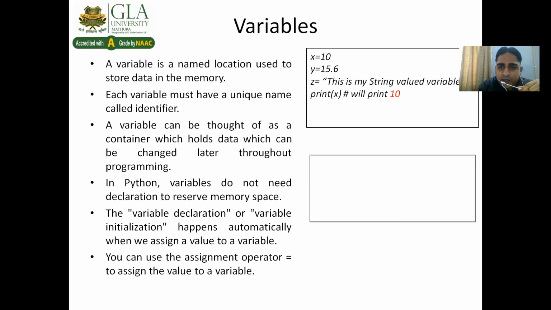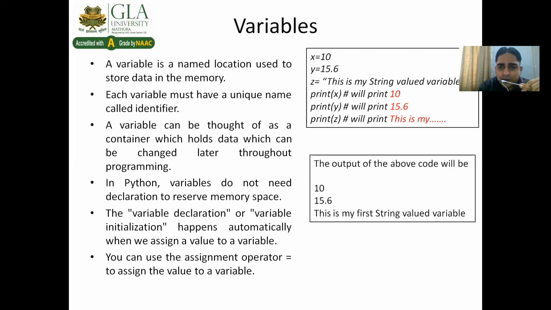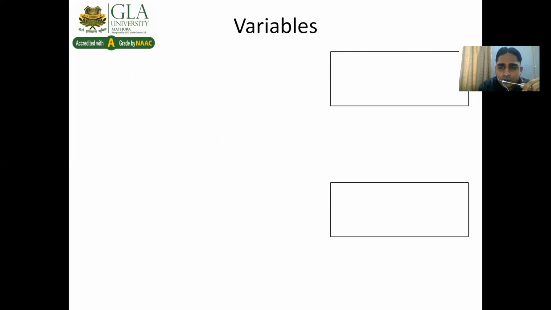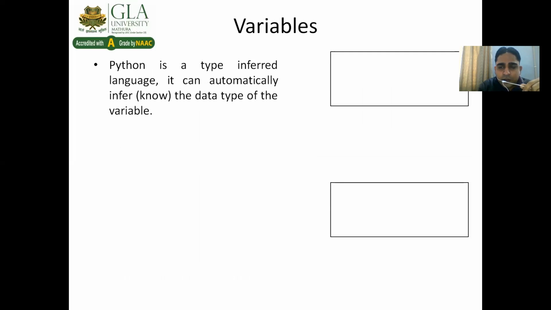So if I'm printing the value of x, it is going to print 10. If I'm printing the value of y, it is going to print 15.6. And if I'm going to print z, then it will be printing the complete string, which is, this is my string valued variable, right? So the output would be somewhat like this, as you have understood. Nothing to go very much in depth. So when we talk about Python, it is actually an inferred language.